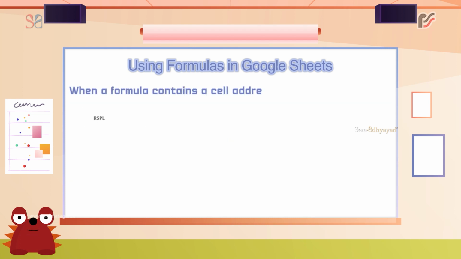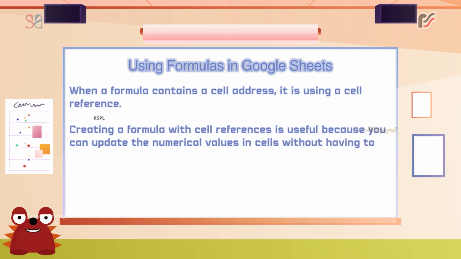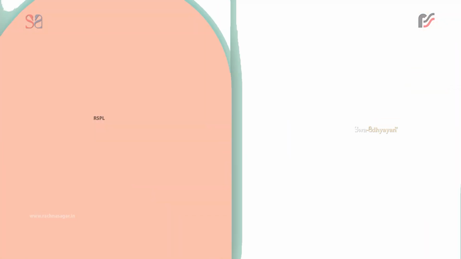When a formula contains a cell address, it is using a cell reference. Creating a formula with cell reference is useful because you can update the numeric values in cells without having to rewrite the formula. Let us start with creating a formula to add two numeric values.